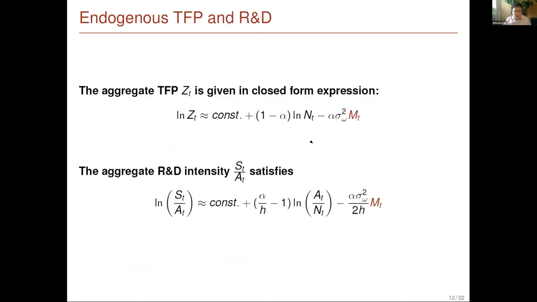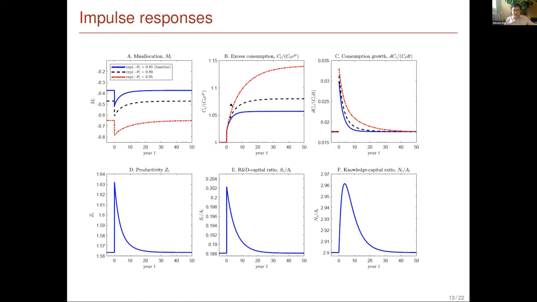So very importantly, in this equilibrium, after we solve the model, you can see this aggregate productivity level is negatively related to this misallocation. And because of this, R&D intensity in the economy is also negatively dependent on this misallocation in the economy. And here we show an impulse response. Suppose we have a negative shock to the misallocation, which is a good shock. Let's look at this red curve. So this consumption level will gradually increase to some new steady state.